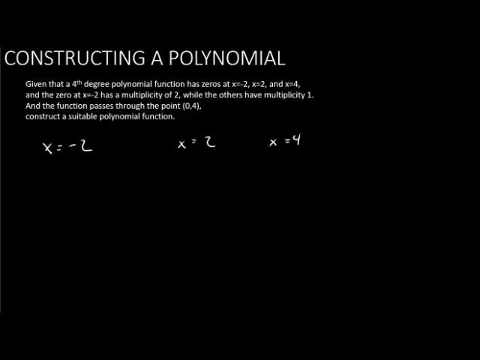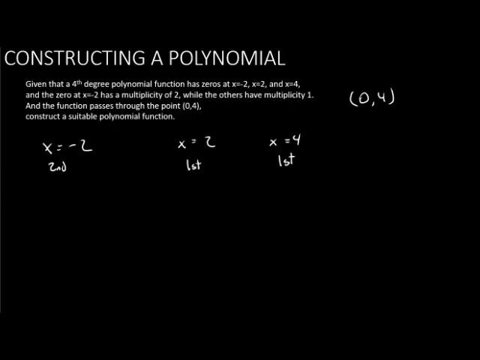We are also given that at -2 we have a multiplicity of 2, which is another way of saying that zero will be second power. The others will have a multiplicity of 1, and we will treat those as if they're first power. The function also passes through the point (0, 4), and based on this, we'll construct a polynomial function.